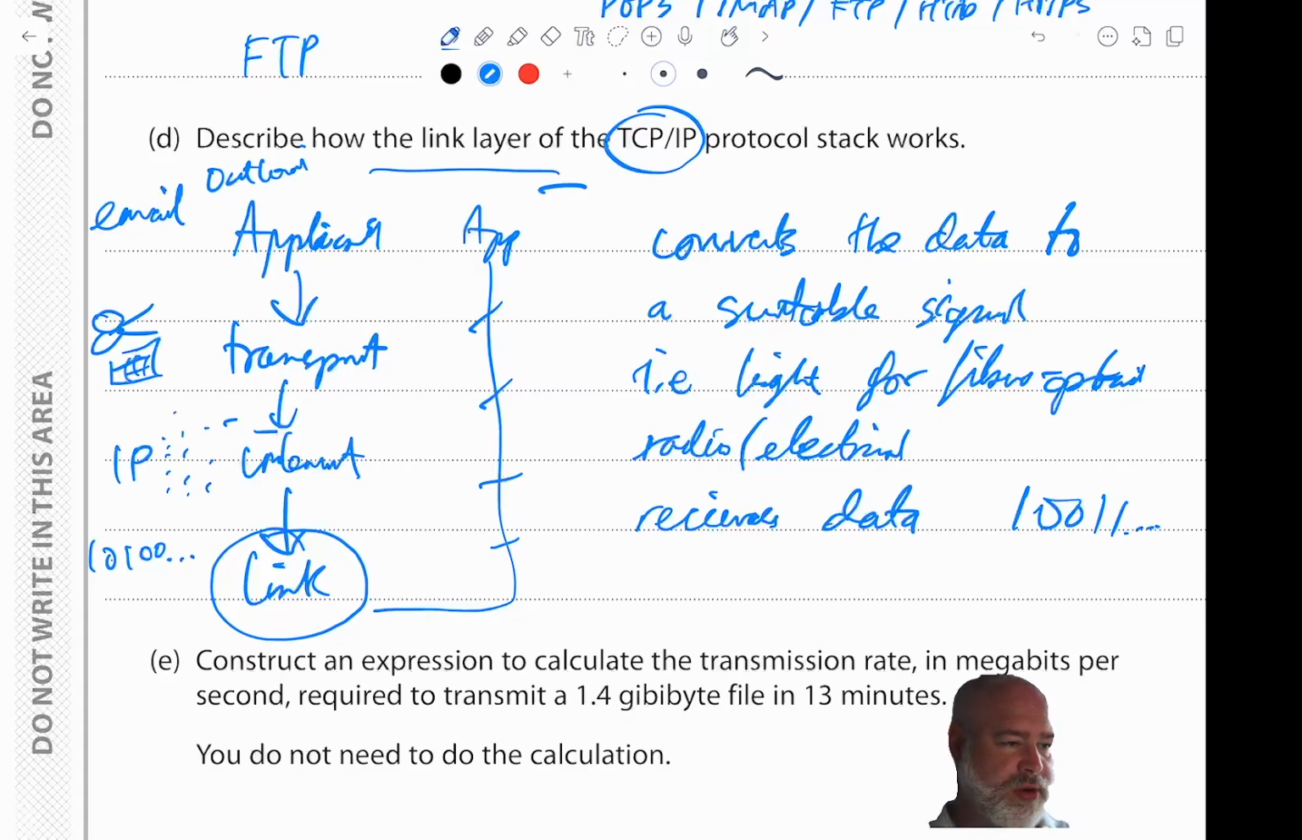So if you've got a fiber optic cable, there's got to be little pulses of light, packets of light. If it's a radio signal for Wi-Fi or something like that, it's got to be a radio signal. So then it goes all the way back again, link, internet, transport, and then back to Outlook, so someone receives the email on the other end.